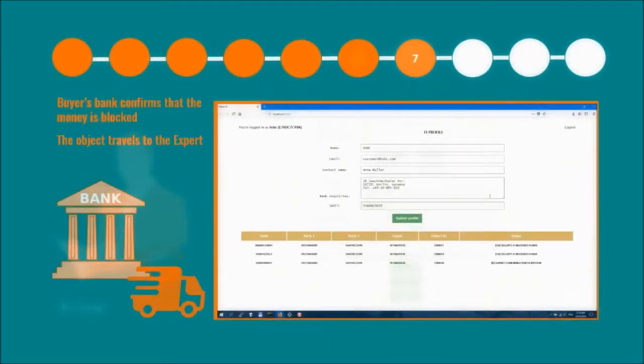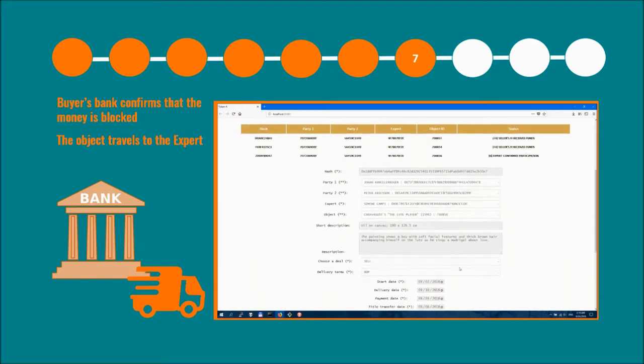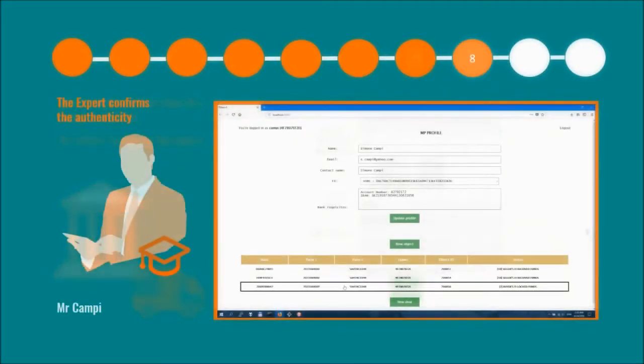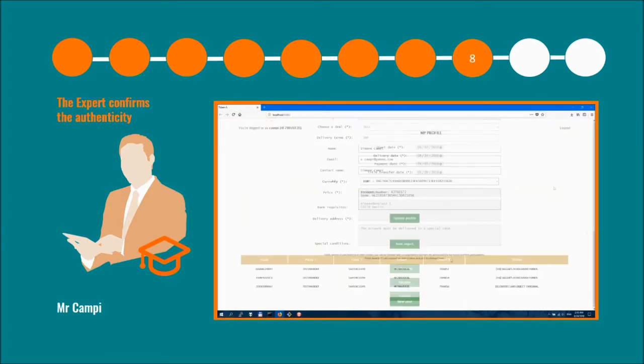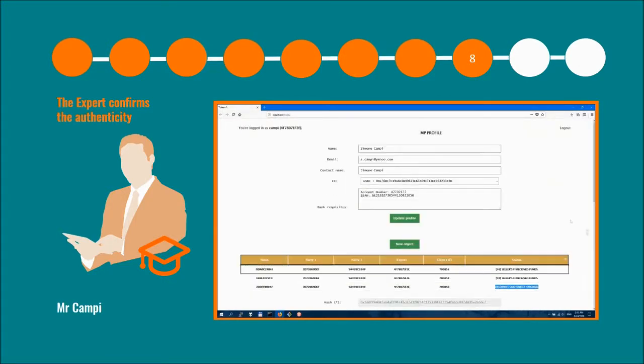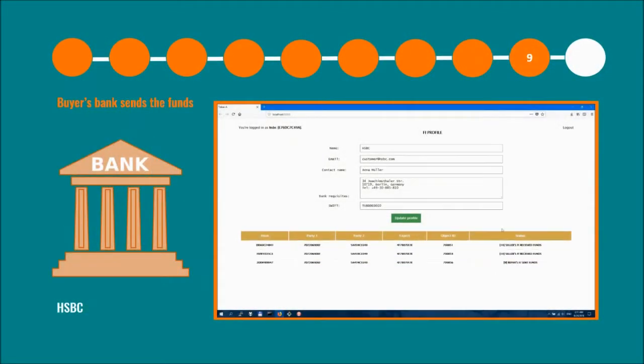At the next point, the buyer's bank freezes the specified amount in the buyer's account, and the object can travel to the expert. After this, the expert starts his job to define if the object is authentic. As a result of his research, Mr. Campi confirms that the object is authentic. Token A forwards this signal to the buyer's bank. The buyer's bank can now actually send the money right to the seller's account.